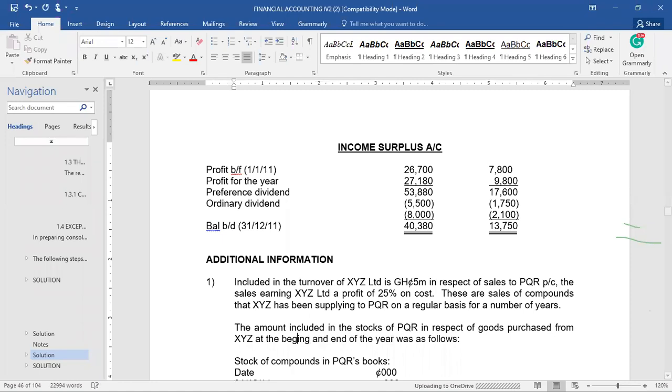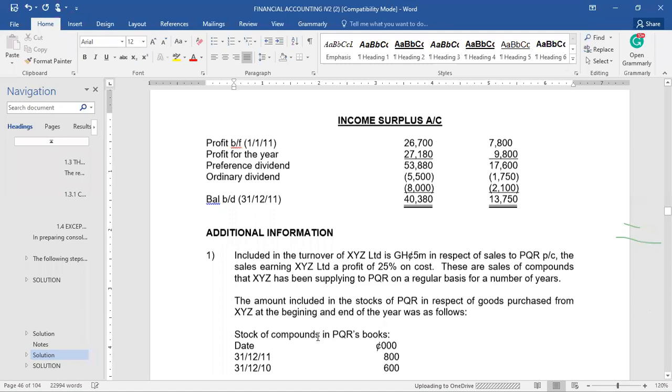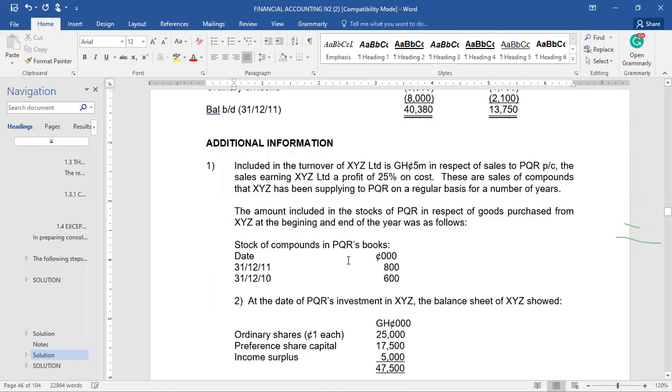The stock at the beginning and end of the year was as follows. So the stock of compounds in PQR's books: opening stock is 800, closing stock is 600.